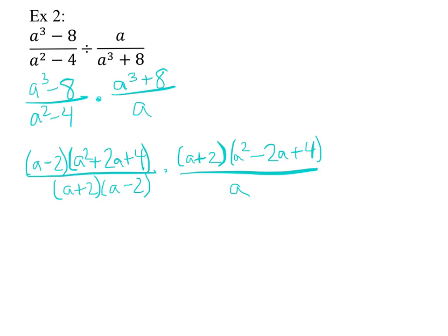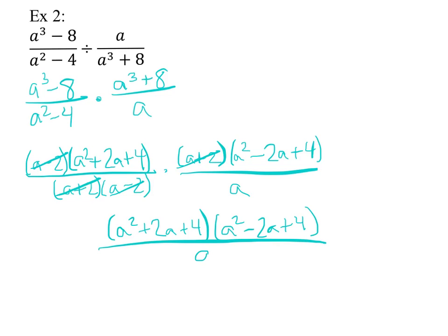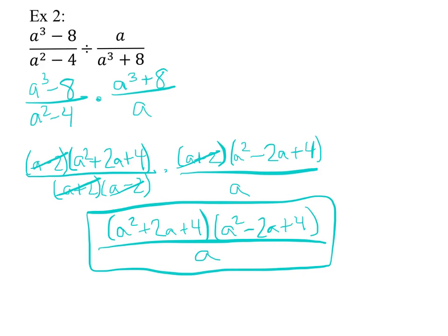So now we're going to take a look. What do we have on the top and bottom that we can cancel out? Well, I have an a minus 2 on the top and bottom. And then I also have an a plus 2 that's on the top and bottom. So I can cancel those out. So I'm left with a squared plus 2a plus 4 times a squared minus 2a plus 4. And the only thing I'm left with in the denominator is a. So my final answer is a squared plus 2a plus 4 times a squared minus 2a plus 4 all over a.